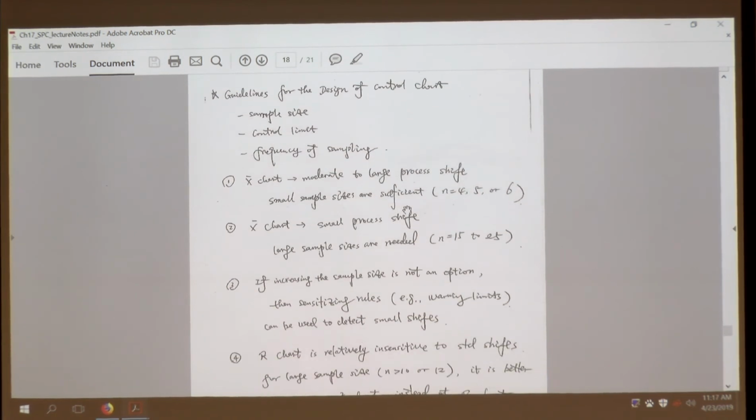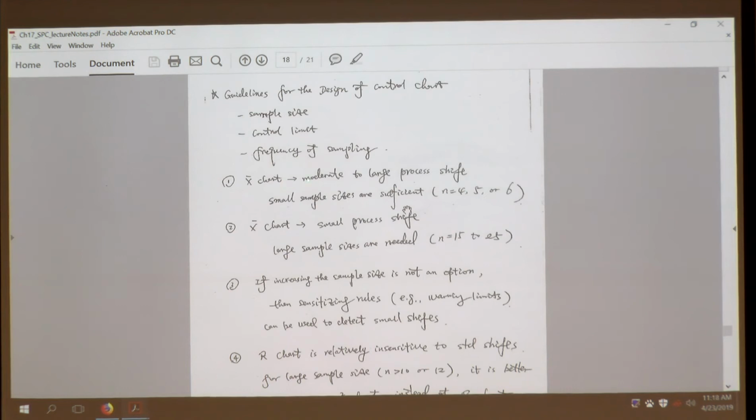So, guidelines for the design of a control chart. First, we need to decide what the sample size will be. If you're going to take a sample, how many observations are you going to collect inside this sample? Second, the control limits, and then the frequency of sampling. How frequently are you going to take the sample? So these are some general guidelines.